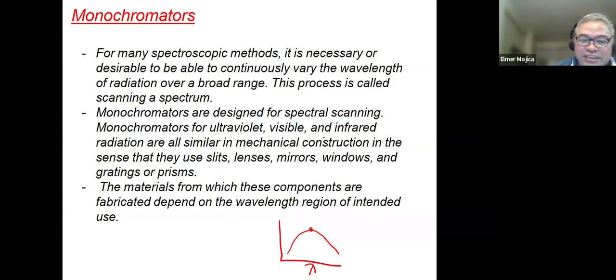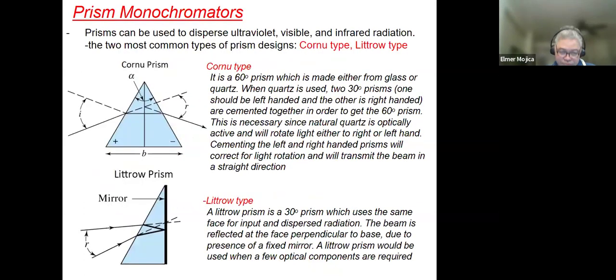So monochromators are designed for spectral scanning. There are monochromators for UV, visible, and IR radiation. They are all similar in mechanical construction in the sense that they use slits, lenses, mirrors, windows, gratings, or prisms. And the materials from which these components are fabricated depend on the wavelength region or intended use. So we can have this type of what we call prism monochromator.